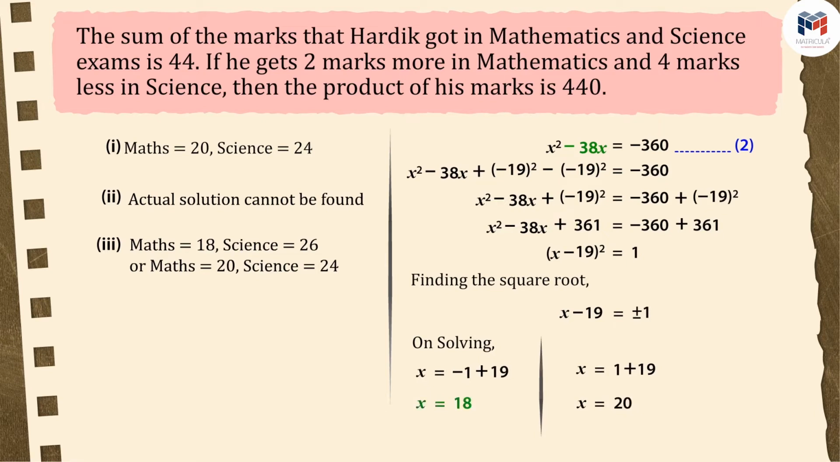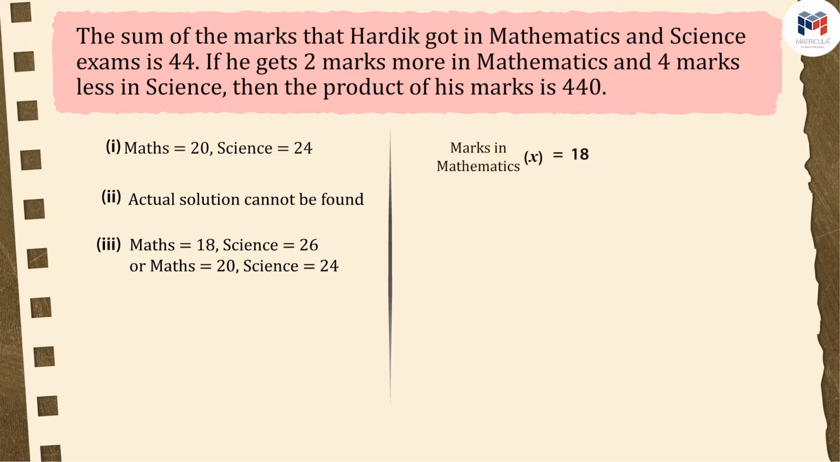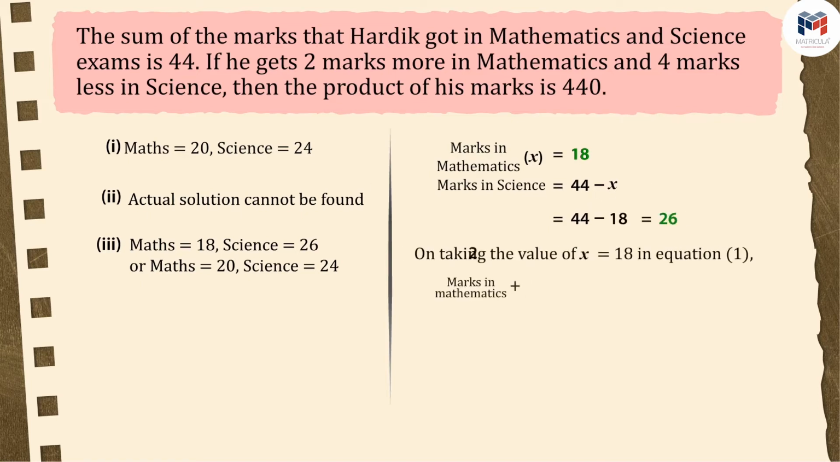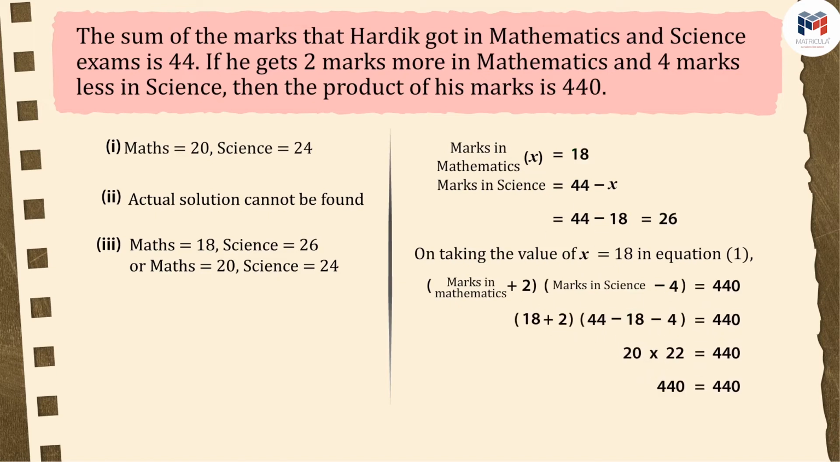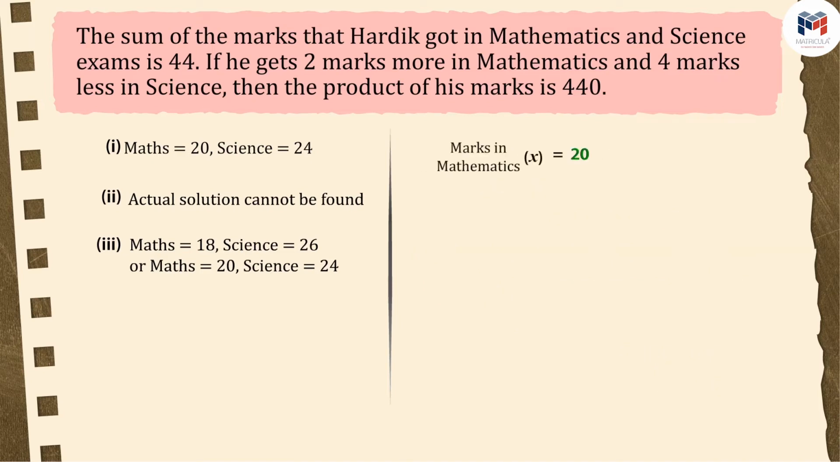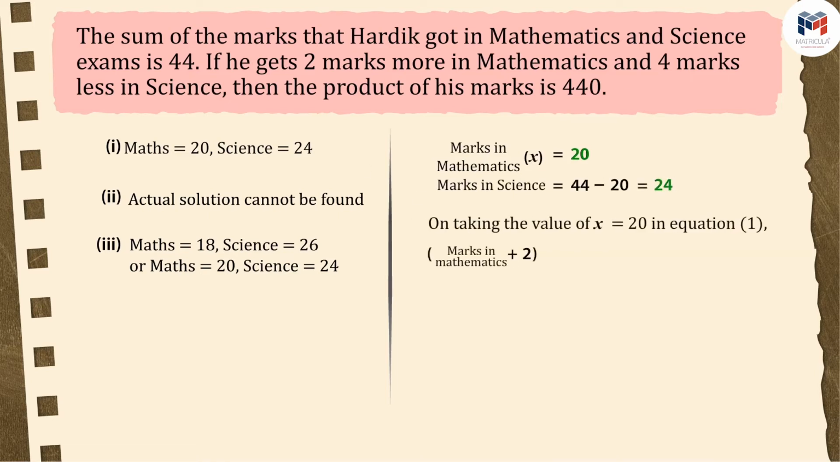x is equal to 18 and x is equal to 20. If we take the value of x as 18, then we get 18 marks in mathematics and 26 marks in science, and these satisfy the conditions given in the question. And if we take the value of x as 20, then we get 20 marks in mathematics and 24 marks in science, which once again satisfies the given conditions.